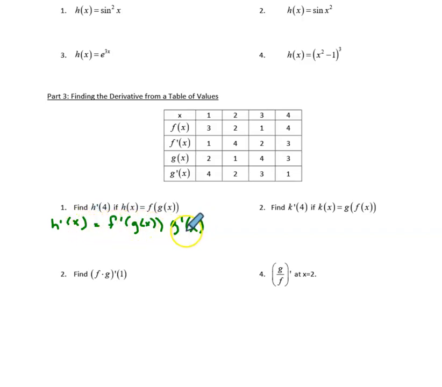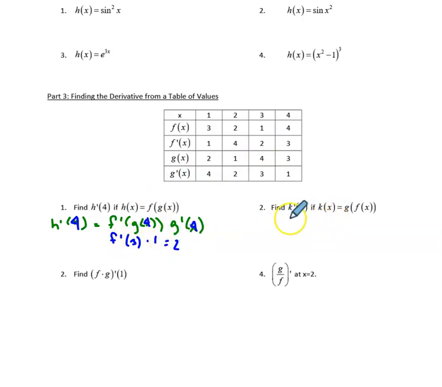You are required to either write this step, or what you can do is go ahead and plug in the 4's. So I could have said h prime of 4 equals f prime of g of 4 times g prime of 4. Then I need to take values from the table. So g of 4, I'm going to come to the table and get g of 4 equals 3. So that gives me here f prime of 3. And then I'm multiplying that by g prime of 4, which is 1. F prime of 3, reading from the table, is 2, so the answer here is 2 times 1, or 2.